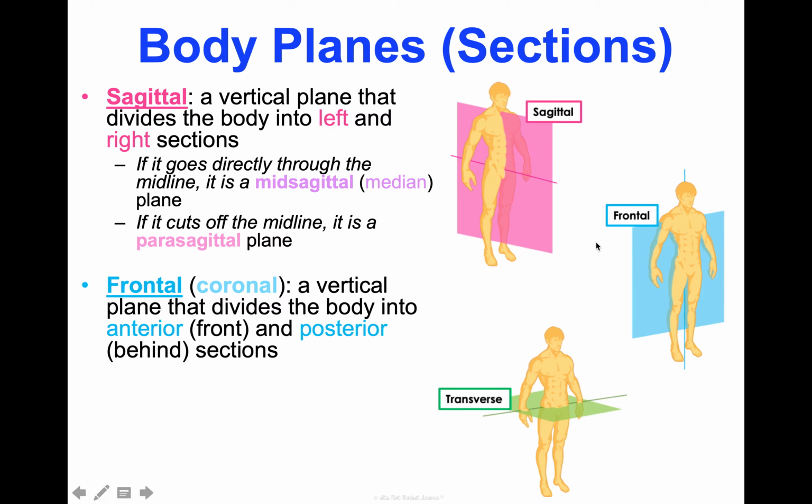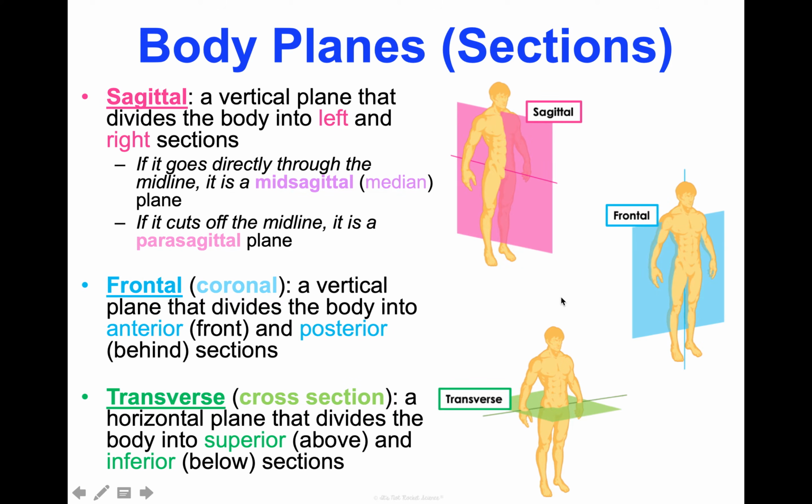Another cut we can do, another plane or sectioning off we can do, is a frontal, or sometimes it's referred to as coronal. It's a vertical plane that divides the body into anterior, so the front portion, and posterior, the back portion. And then transverse is a cross section. It's a horizontal plane that divides the body into superior, above, and then inferior, below, sections.